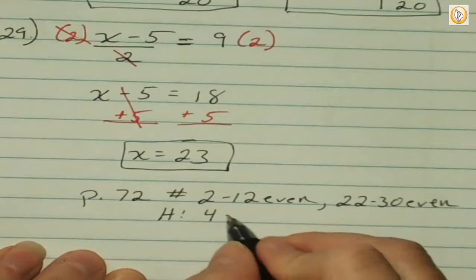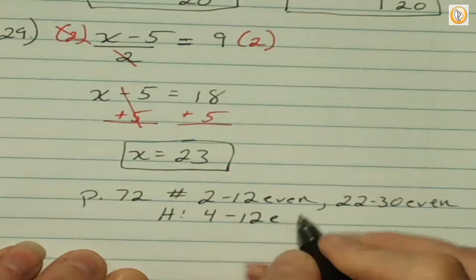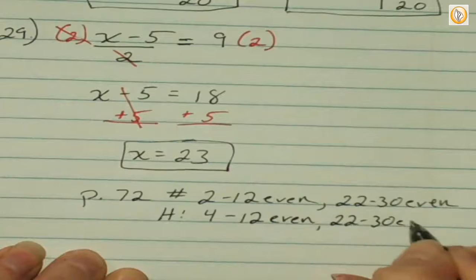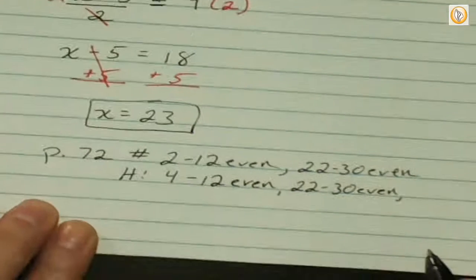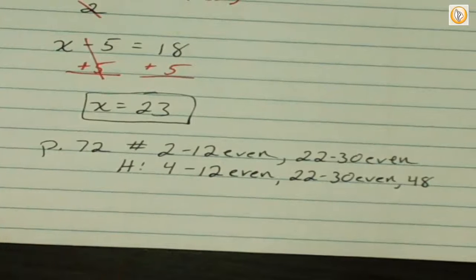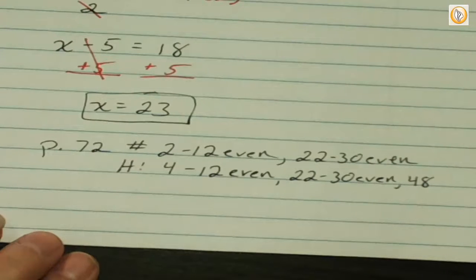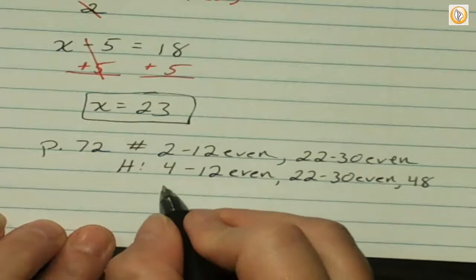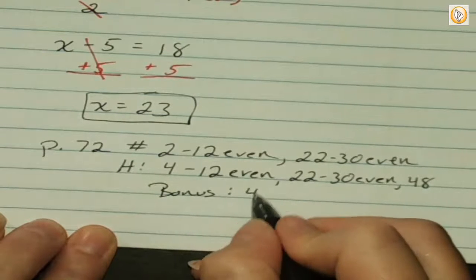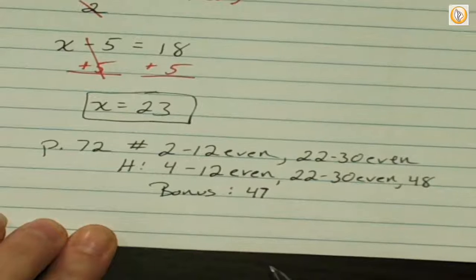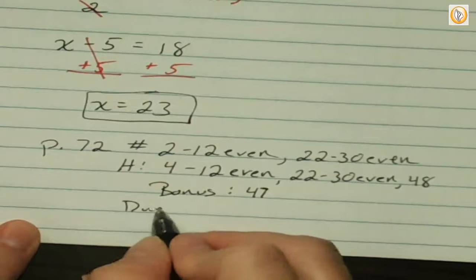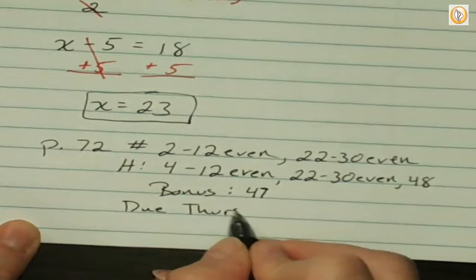All right. I'll be nice. 4 through 12 even. 22 through 30 even. And then 48 even. And bonus for everyone, 47. And you must show all work. Thank you. You must show all work. Thank you. This is due Thursday.